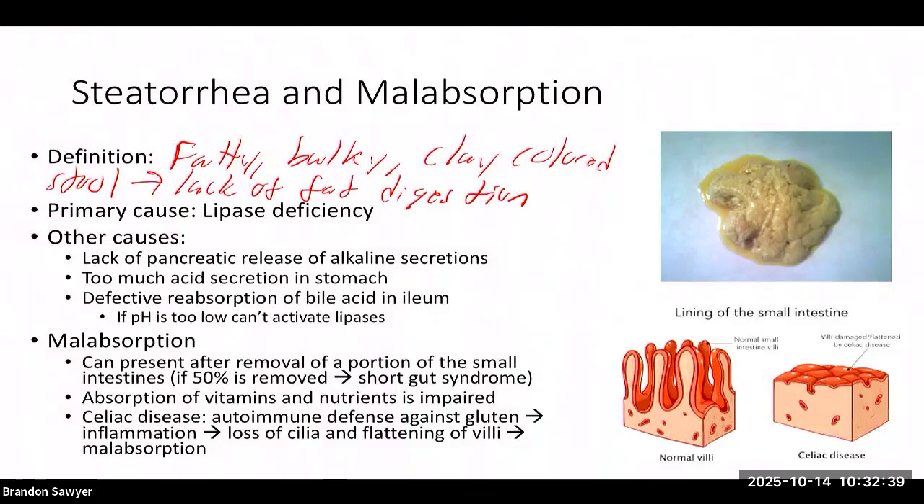So typically some of those pancreatic lipases are not formed properly because of mutations in some of those cells. And so that's the primary cause. Sometimes the pancreas isn't secreting the alkaline secretions like it should be. And so if the pH is too low in the small intestine, then all those proteases don't work and we don't activate those proteases. That's more on the protein side, but the pH also affects the lipases as well.